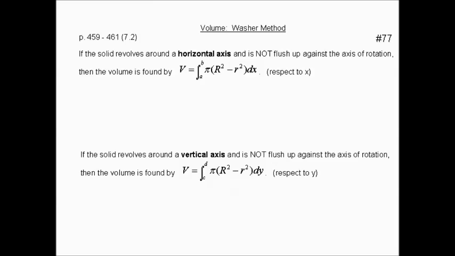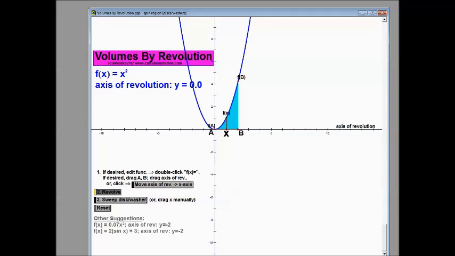We've done the volume for solids of revolution using the disk method. What's the washer method? Let's take a look at that first example where we had the parabola and the axis of rotation was the axis of revolution. I'm going to revolve our region to remind you of what that looks like.